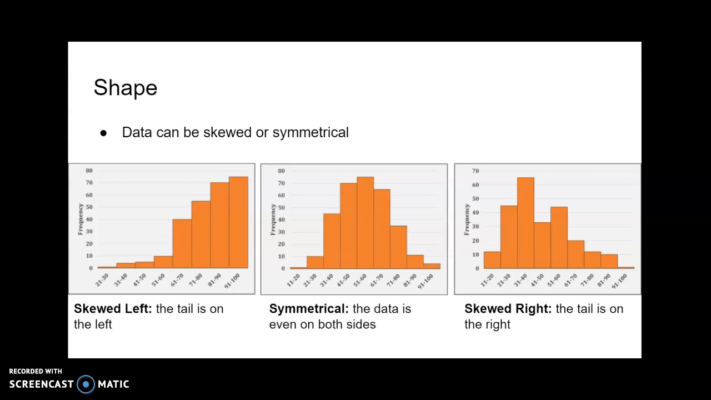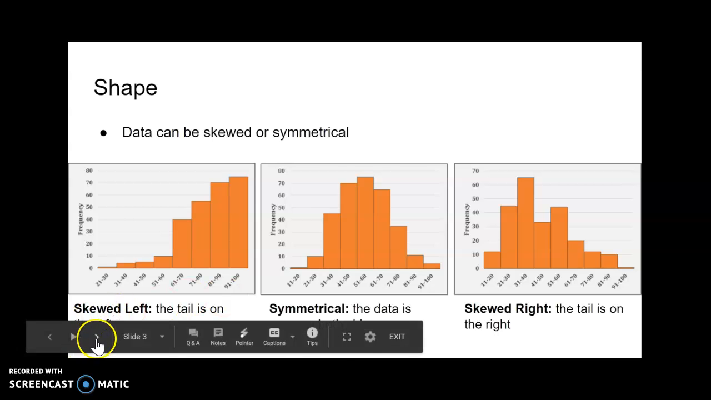In the middle, our data is almost perfectly symmetrical. It looks even on both sides. So we would describe the shape of that data as being symmetrical or even on both sides. And then our last graph, it looks like most of the data is kind of on the left and the middle. And then we have a little bit of a tail on the right. So we would call that skewed right data. The shape is skewed right.